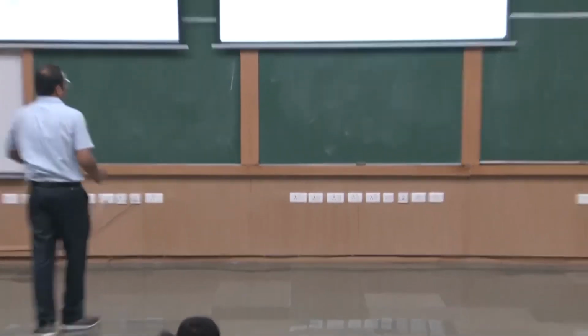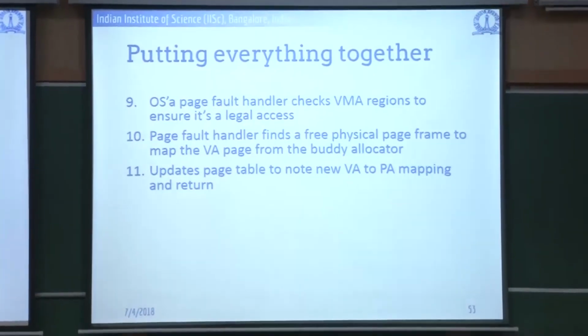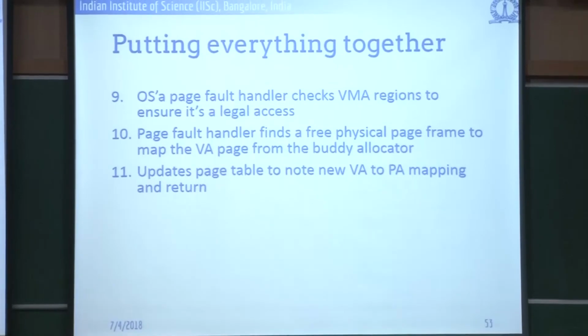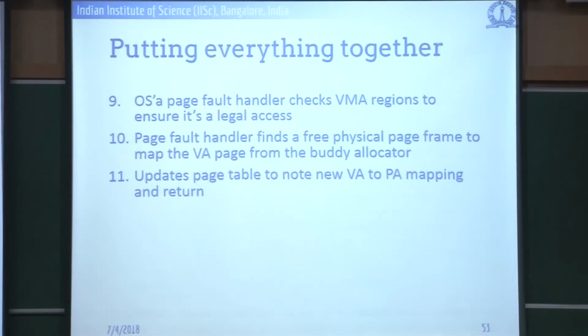So we talked about hardware generates the page fault to the operating system. This is the normal case. And then we talked about what would happen is that the OS page fault handler first looks up the VM regions, to see if it is legal or not. If not, it's a segmentation fault, done, which means you kill the process. Otherwise, you allocate the physical memory region, update the page table, return.